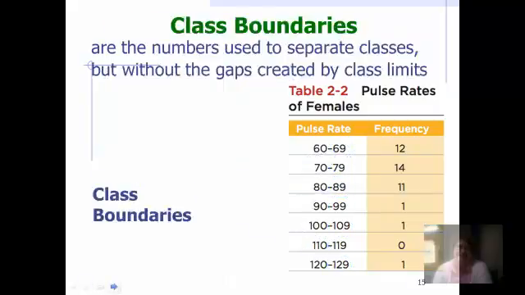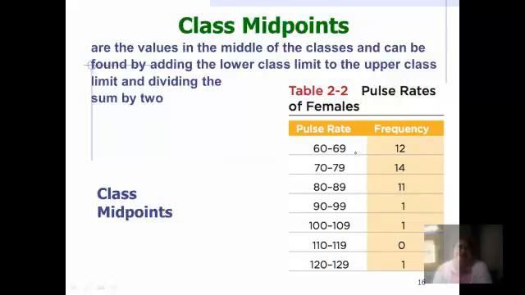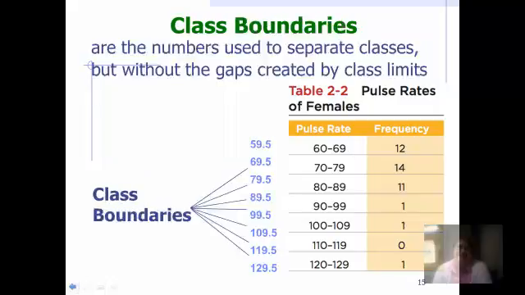Now, we have class boundaries, and those take out the gaps. What happens with the class boundary is it's going to be halfway between the upper class limit of one class and the lower class limit of the next. So let's go back to that. You can see that as we go between these two classes, here is our class boundary, halfway in between.